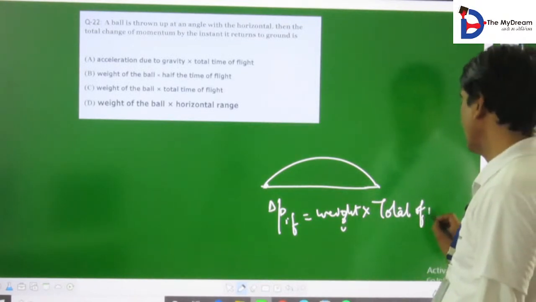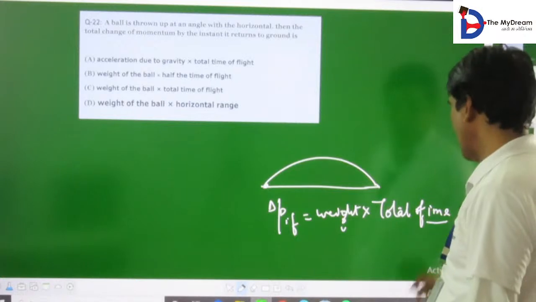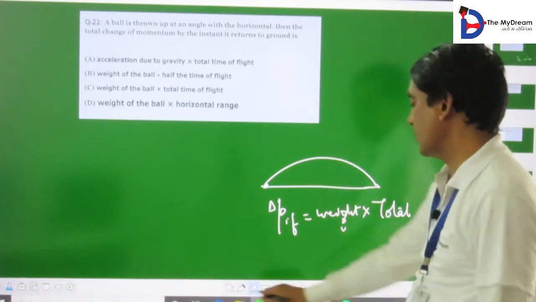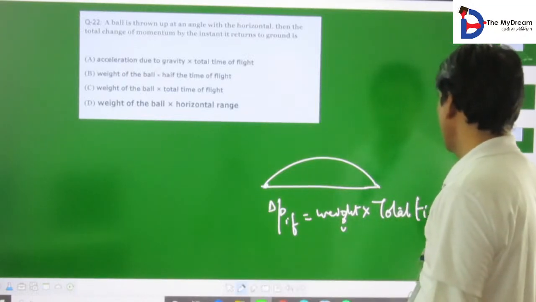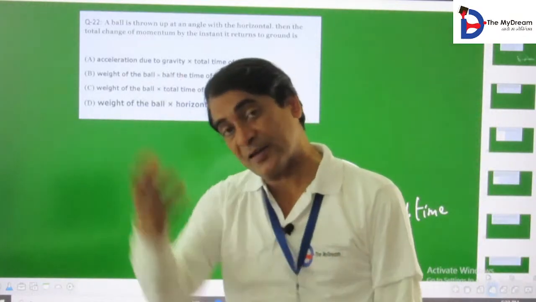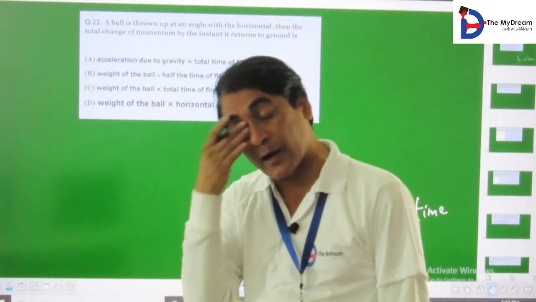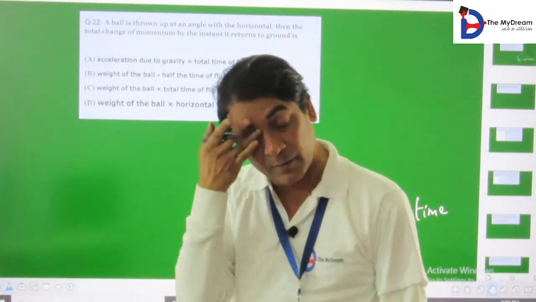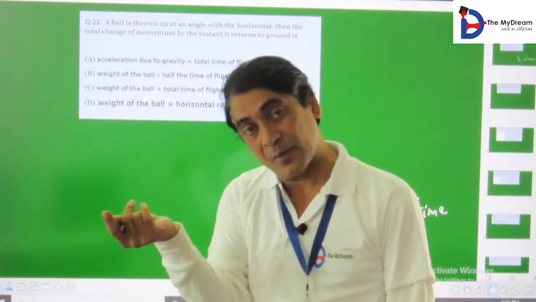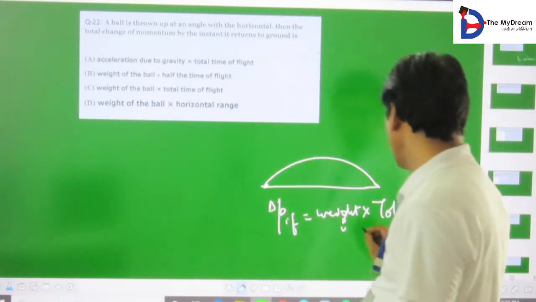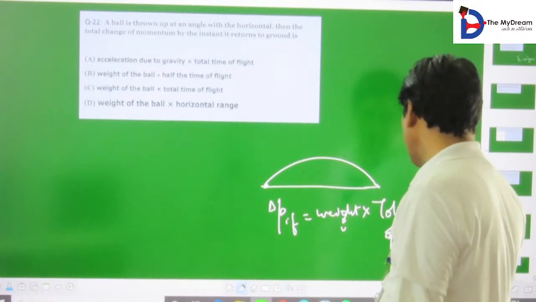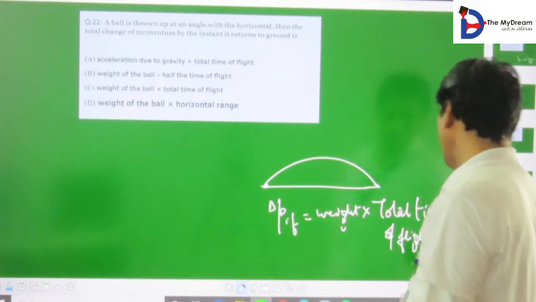total time of flight, sorry. I have already discussed the change in momentum from initial to the highest point, from initial to the final position on the horizontal component, and the change in momentum from initial to the final position. So that was the total time of flight. आप चेक कर लीजिए, we have already discussed it.